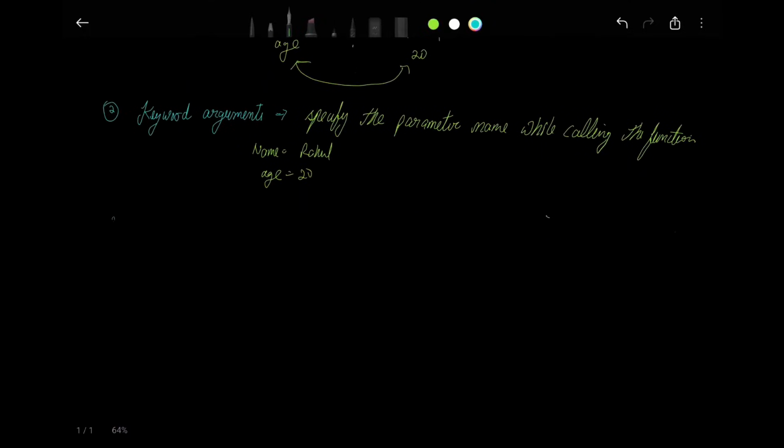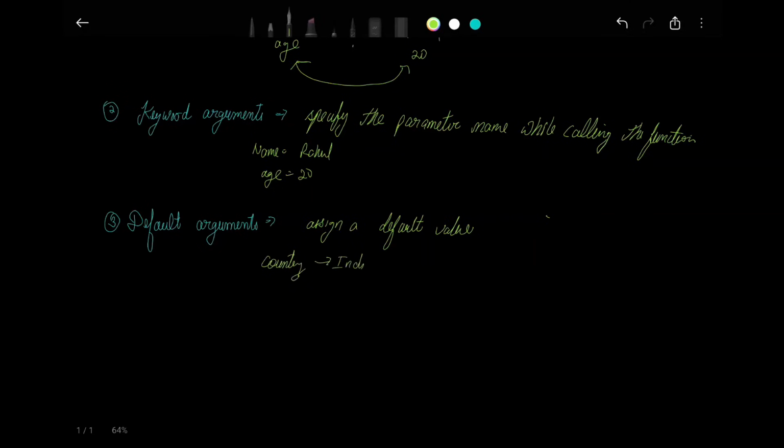After that, we have default arguments. Sometimes a function has a value that usually stays the same. Instead of typing it every time, we can assign a default value. Say I set country to India. If no country is provided, Python automatically uses the default value, which is India.